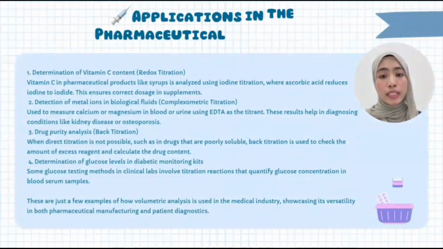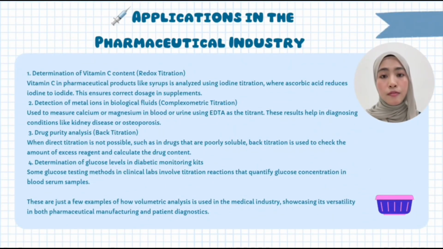Next, let's look at the applications of volumetric analysis in the pharmaceutical industry. First, the determination of vitamin C content using redox titration. Vitamin C in pharmaceutical syrups is analyzed using iodine titration, where ascorbic acid reduces iodine to iodide. This ensures the correct dosage in supplements.